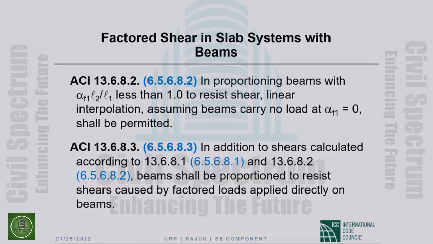What if alpha sub f1, L sub 2 over L sub 1 is 0.5, then the suggestion is only half the shear goes to the beam. The other half of the shear has to be dealt with in the slab. Okay, so that is the kind of message that SEI 3810 gives you.